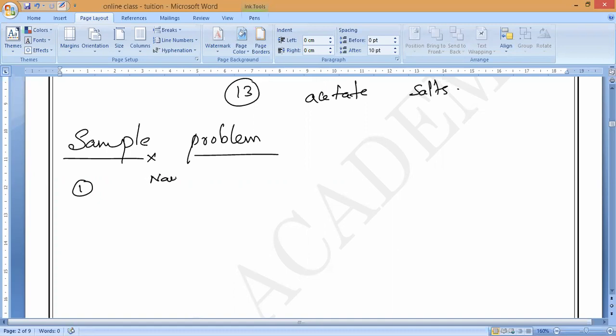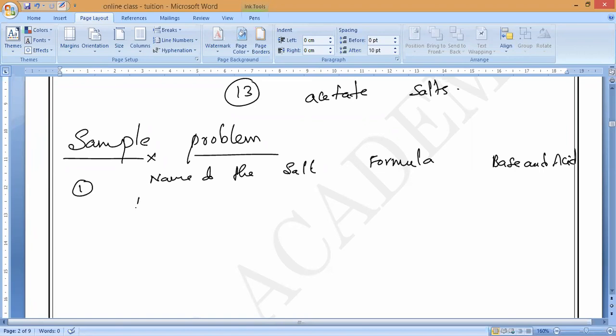First one, name of the salt. They will ask you only in MCQs. Names of the salts they will give you. You have to identify the acid and base which is present in that. So if you want to know the acid and base, you must know the chemical formula. Let me see who will say. Name of the salt, formula, base and acid. You have to be active.